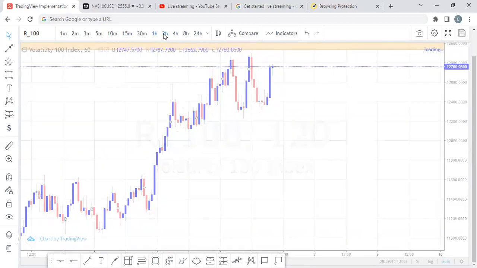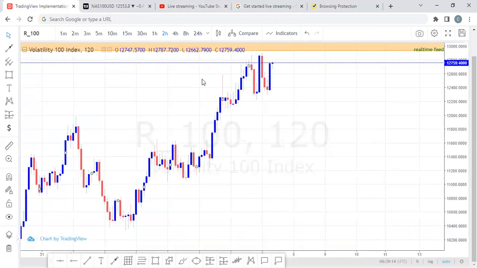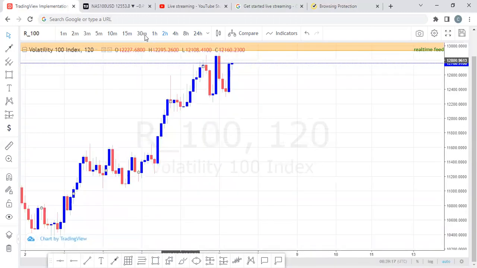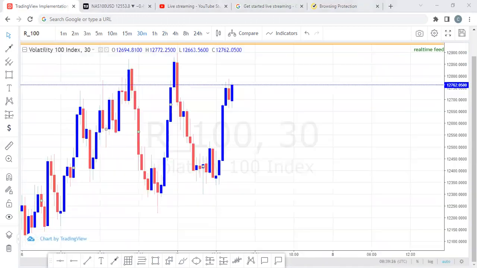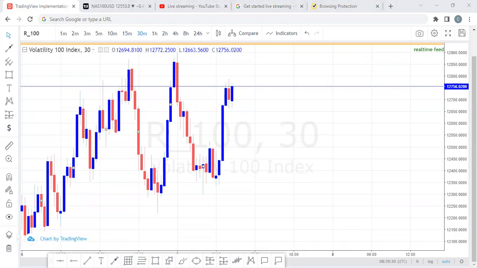I think that we have missed the trade on this. I have missed this trade already. I'm just seeing something now. We have missed it.